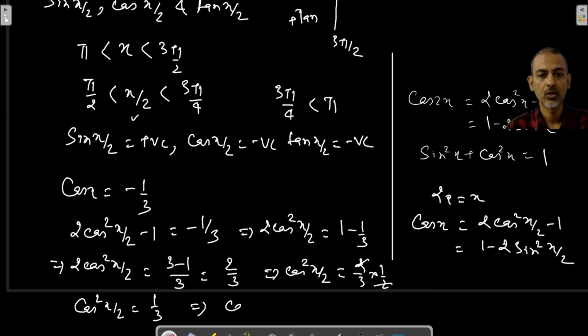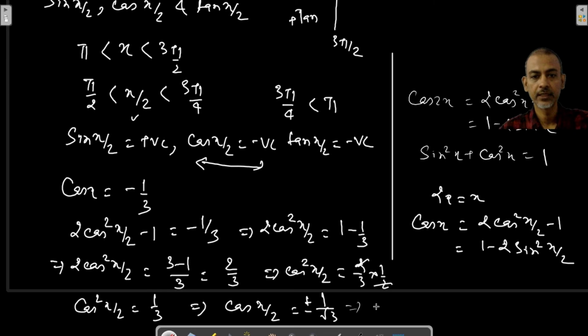This implies cos x by 2 is going to be 1 upon root 3, and it's going to be plus and minus, because I'm taking a square root, but we know that cos x by 2 is going to be negative.